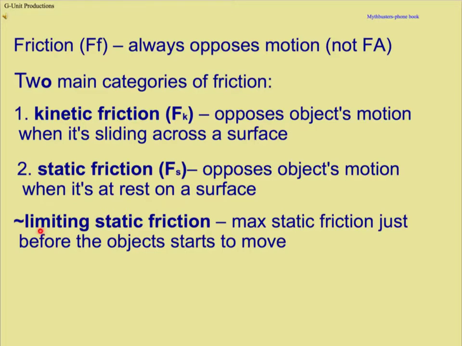To carry on with that, there's a special case of static friction called limiting static friction. That is the maximum static friction that the object can resist with just before it starts to move. So again, you're pushing on a table and the table's not moving. You push a little harder, the table's still not moving. You haven't yet overcome this maximum static friction, the limiting static friction. Once you push harder than the limiting static friction, then the table will start to move. Okay, so that's limiting static friction.